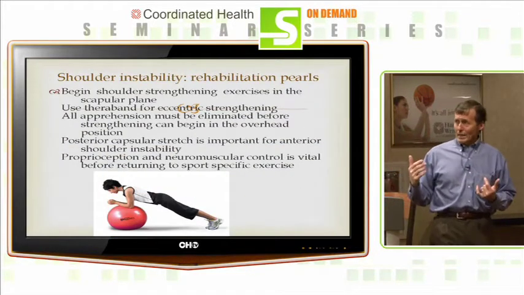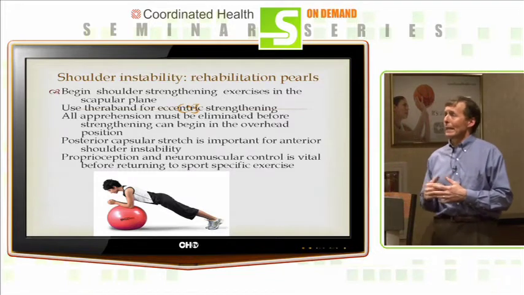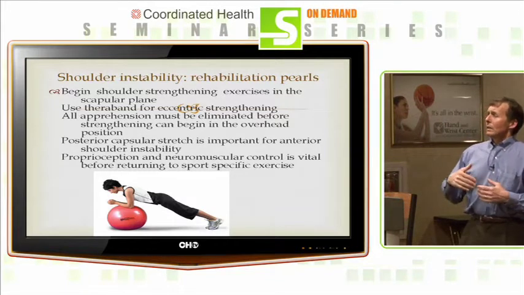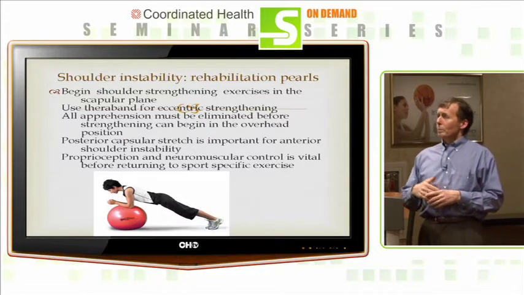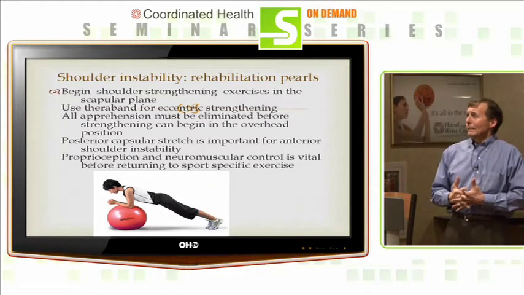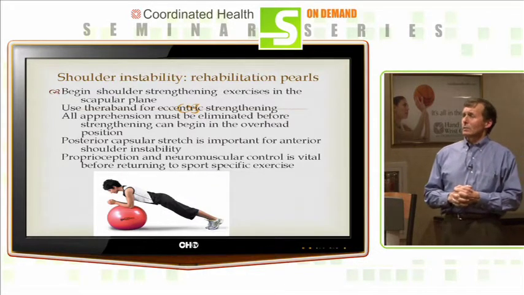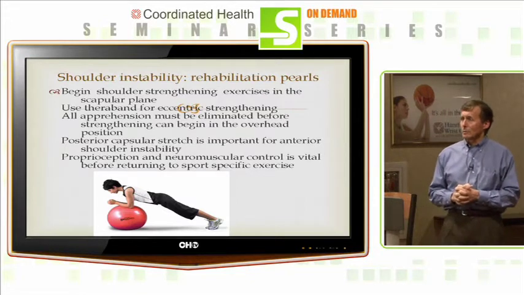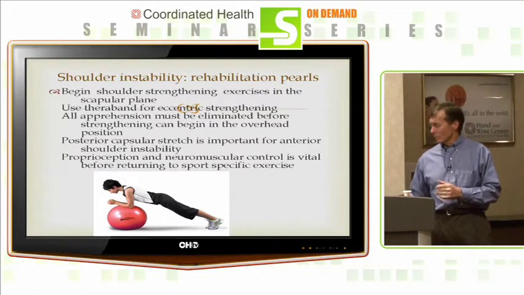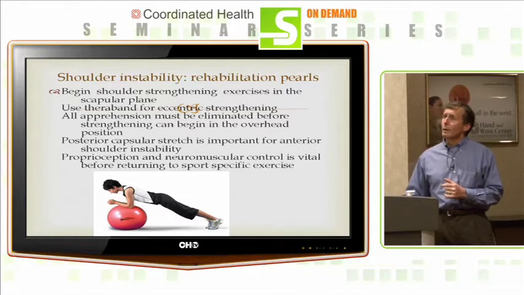There are other things I do in rehab. I use neuromuscular control, proprioceptive strengthening, again, eccentric strengthening. These are all ways of stabilizing the shoulder in hopes of preventing it from having another instability episode.